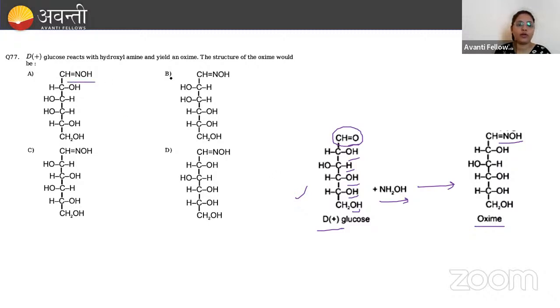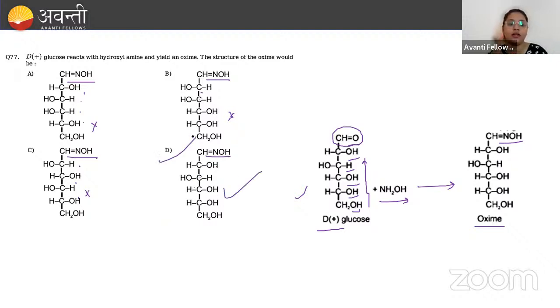So double bond NOH is present in all four options. We need to consider the arrangement of these groups: OH, OH, OH, H, OH. Which is matching with this? OH, OH, H, H, OH is not. OH, OH, OH, H, H is not. OH, OH, H, OH, H is again not. OH, OH, OH, H, OH, yes, this is the correct answer.